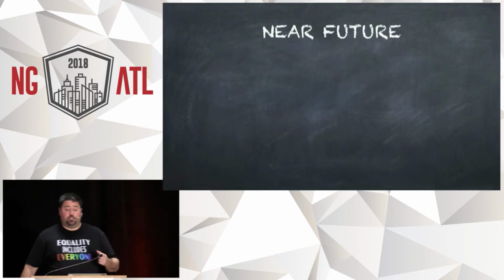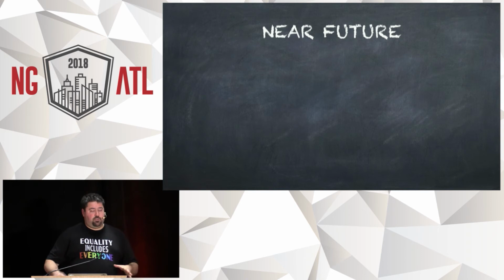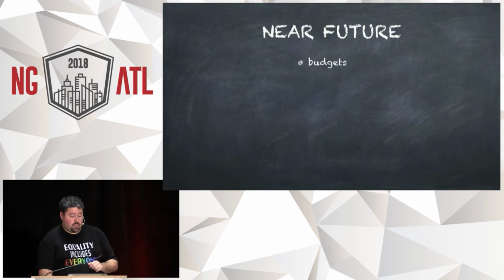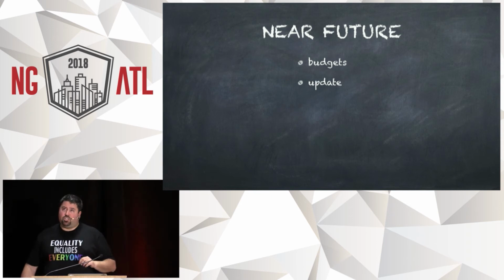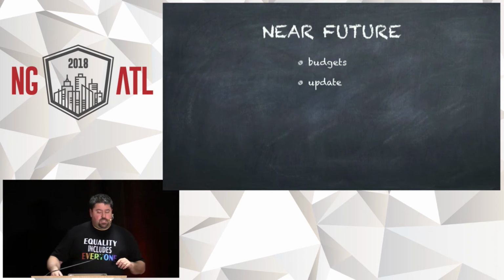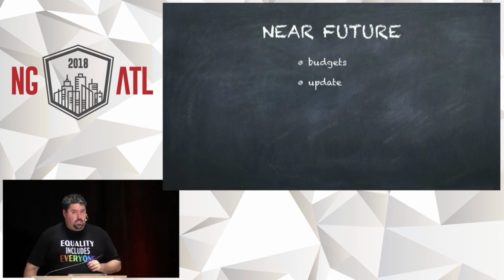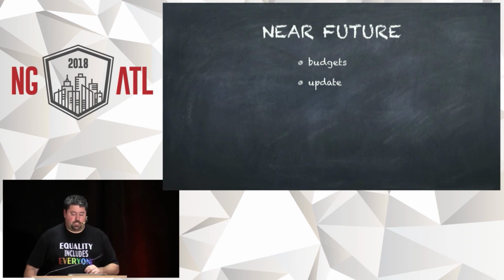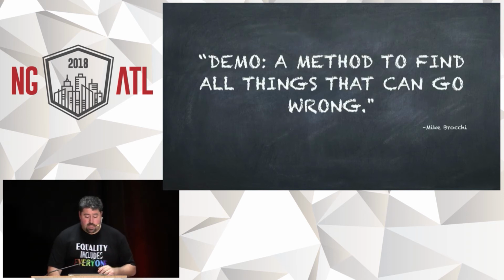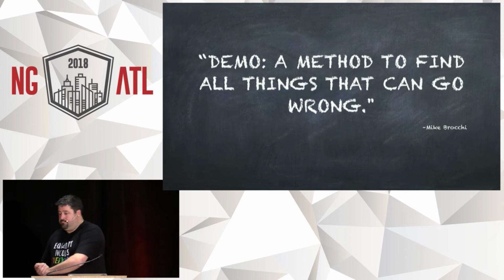So I want to talk about the near future. What's coming in the near future? And by near future, I mean the things that I'm about to talk about. Budgets and update are currently in beta. So they're in the 1.7 beta right now, which is in version 3 of the beta, which was released, what is today, Thursday? Yesterday. So you can go out and check that out. I think I'm running 1.7 beta 2 right now locally. So I'm going to go ahead and take a look at that demo.